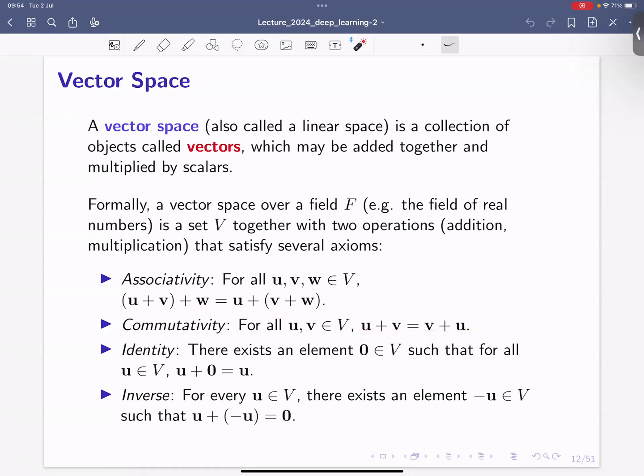You have an identity, so that means you have a zero element, which if you add it to a vector U, you get back U. And then finally, you have an inverse, which is here denoted by minus U. So if you add U to minus U, you simply get 0. Okay, so simple axioms that we use all the time.